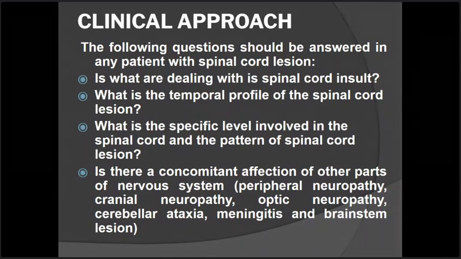The second, what is the temporal profile of the spinal cord lesion? If we consider this lesion as a spinal cord lesion and consider this clinical manifestation consistent with a spinal cord lesion, we should answer this question, what is the temporal profile? Then, what is the specific level of the lesion? Is it thoracic? Is it lumbar? Is it sacral? Even in cervical, we should differentiate. Is it upper cervical or lower cervical, or we should mention specifically, is it C5, C6, C7, C8, and so on.